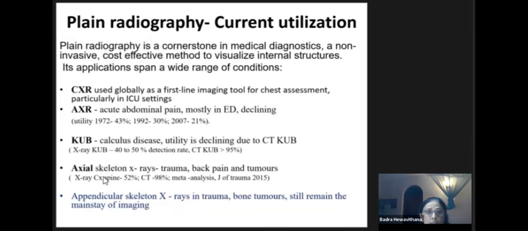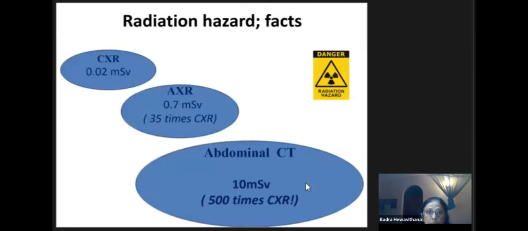And when it comes to axial skeleton X-rays, for trauma, we still do the initial imaging and depend on the X-rays, but mostly we do axial skeleton for back pain and even sometimes tumors, when a patient comes with back pain. And of course, for the appendicular skeleton, X-rays for trauma and bone tumors still remain the mainstay of imaging. So you all should be aware of this fact. I'm not putting up this slide to say don't do any X-rays or don't do CTs, but to be aware of this fact.